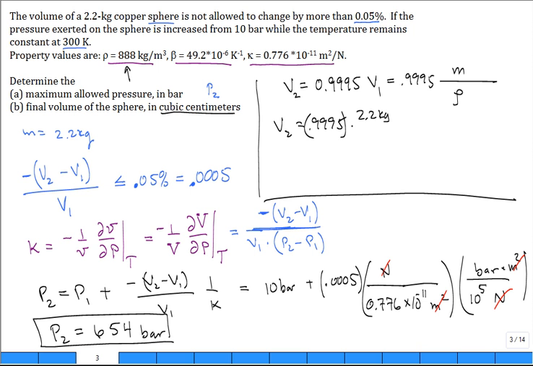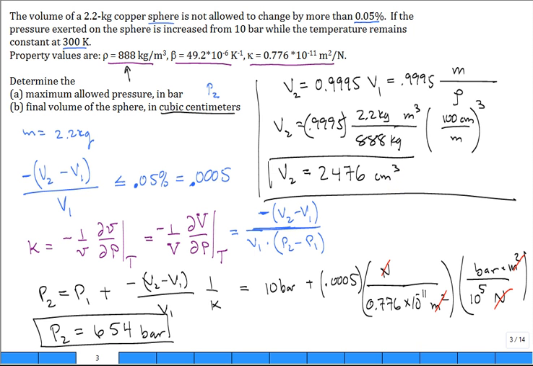Let's do the math. 2.2 kilograms, 888 kilograms per meter cubed, and then you want to convert. 100 centimeters is equal to a meter, true? And then cube that. So it's 10 to the 6 centimeter cubed per meter cubed. And you calculate then the volume to be 2,476 centimeters cubed. Good to 4 digits. Really should round that off to 80. Close enough.